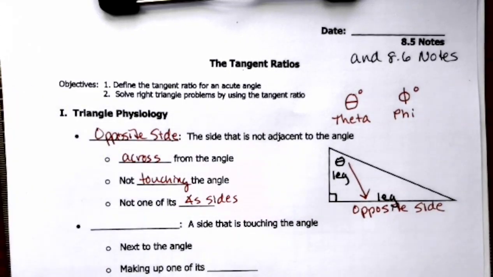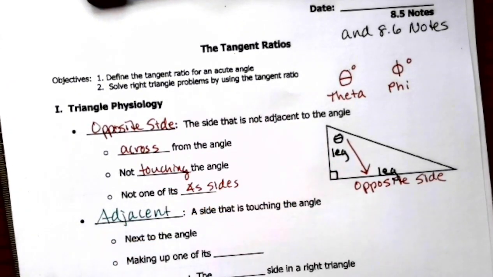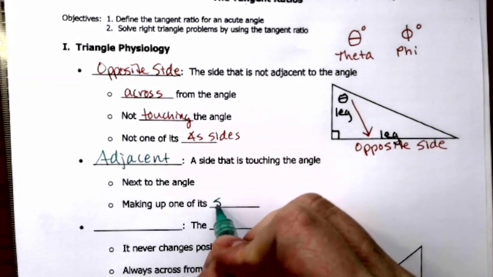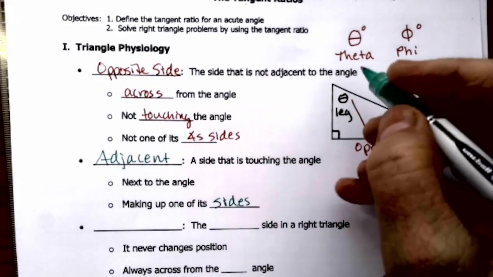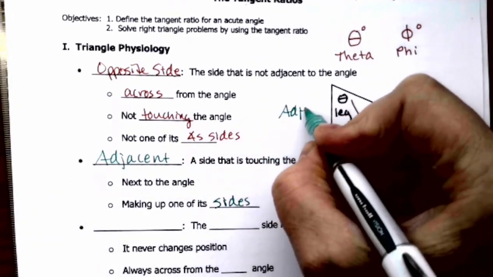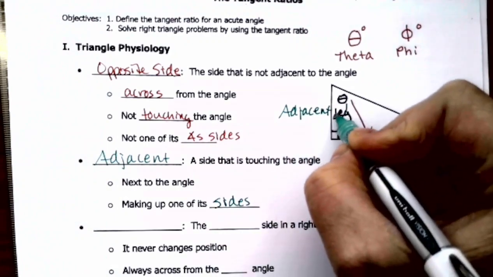Now, the second physiology term that we need to learn is the adjacent side. The adjacent side is a side that is touching the angle. It's next to the angle, and it makes up one of its sides. So on theta, the adjacent side is directly to the left.